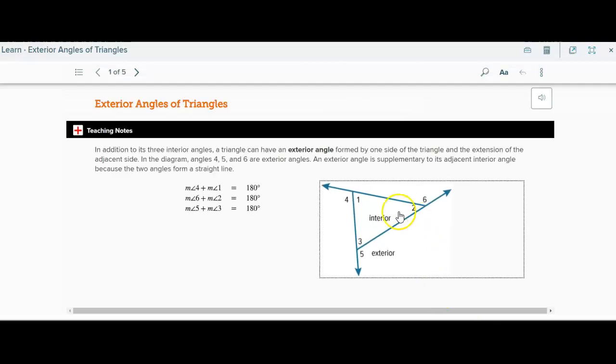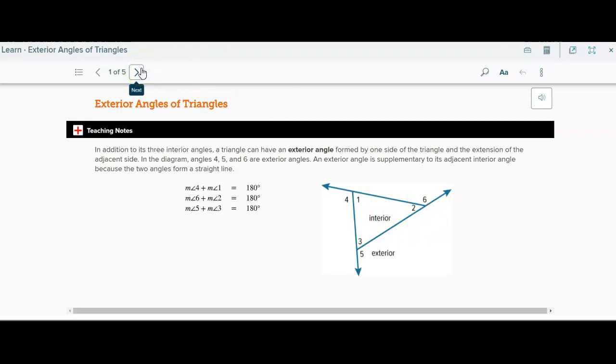There's another angle of a triangle called the exterior angles. Exterior angles are formed if we extend the sides of the triangles. So 4, 5, and 6 would be exterior angles. And you could see that any interior angle plus its exterior angle have to add up to 180 degrees because they form a straight line. So those would be supplementary to each other.